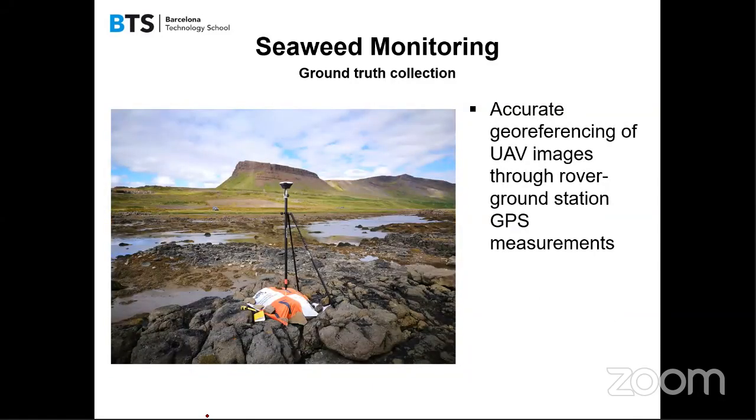And this is the way we measure the location correctly. We will use this flag, which is a ground control point, and then in the images that we take from the drones, we will locate this point in the corresponding image. So we will geo-reference, and the image from the drone will be correctly placed in the map and aligned with the satellite images. And we were using a GPS rover and a base station that we will put somewhere here.